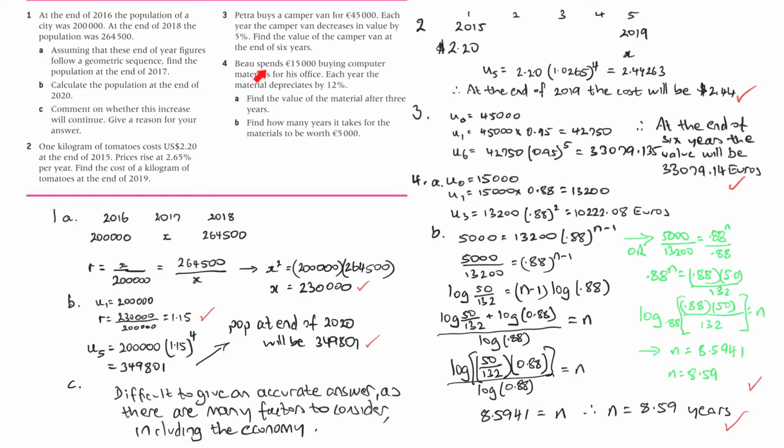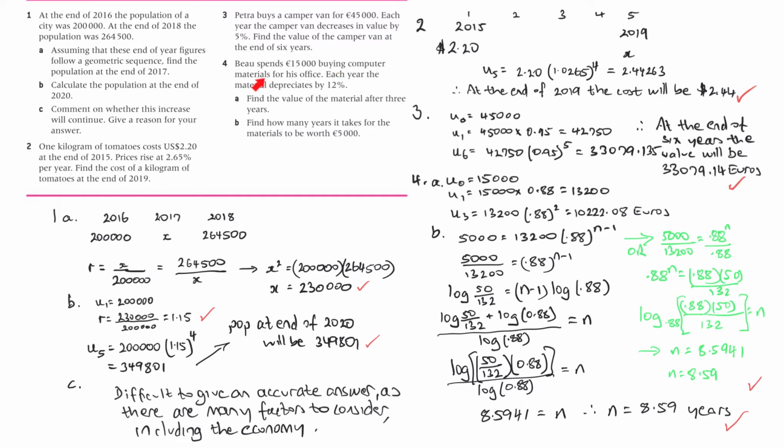Let's have a look at 4. Bo spends €15,000 buying computer materials for his office. Each year the material depreciates by 12%. So again, if that's going to be one of our first terms, then the number's going to get smaller and smaller because it depreciates. So keep that in mind. We're looking for numbers, and the final numbers are going to be smaller than that, aren't they? So 12%. Find the value of the material after 3 years.